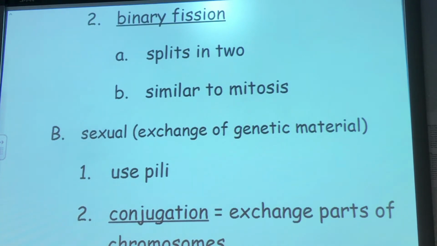But bacteria can also do a form of sexual reproduction. And again, just to remind you, sexual reproduction involves the exchange of genetic material. You have two different individuals, two different organisms that exchange genetic material. They use those pili that you have to define on the other page, and they perform a process called conjugation. And they use the pili to exchange different parts of their chromosomes with another bacteria. This is not the kind of reproduction they do most often. Usually it's asexual binary fission, but they can do this conjugation, which is a form of sexual reproduction.